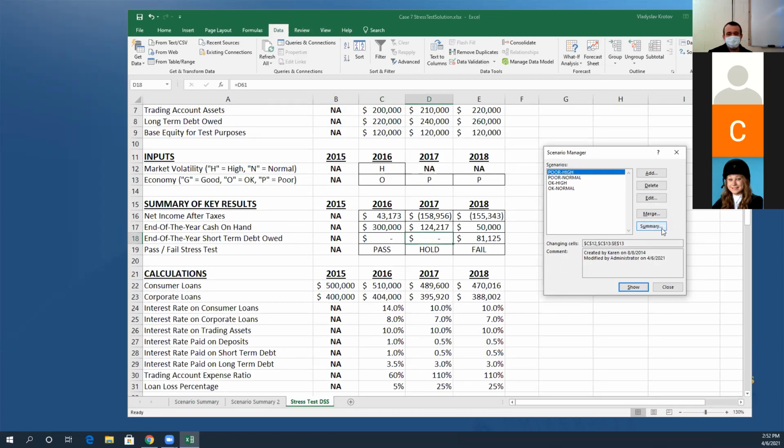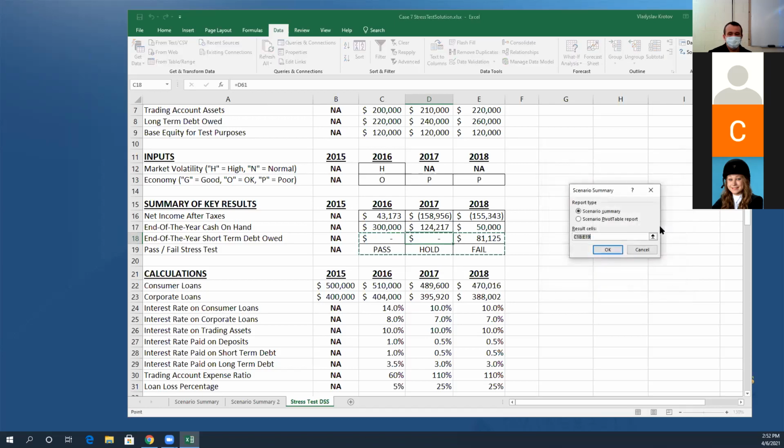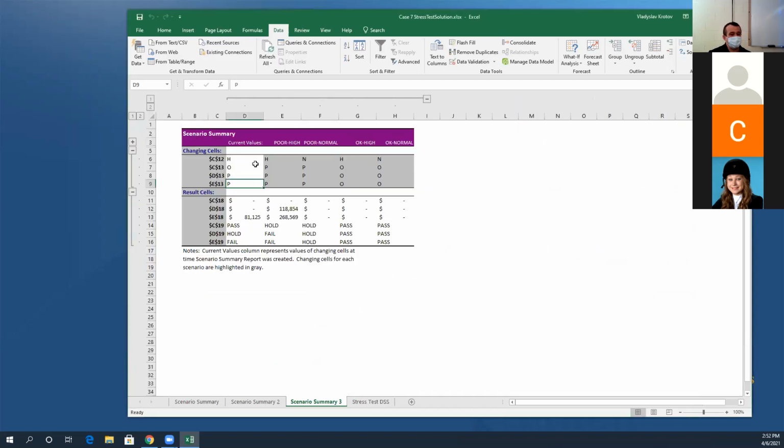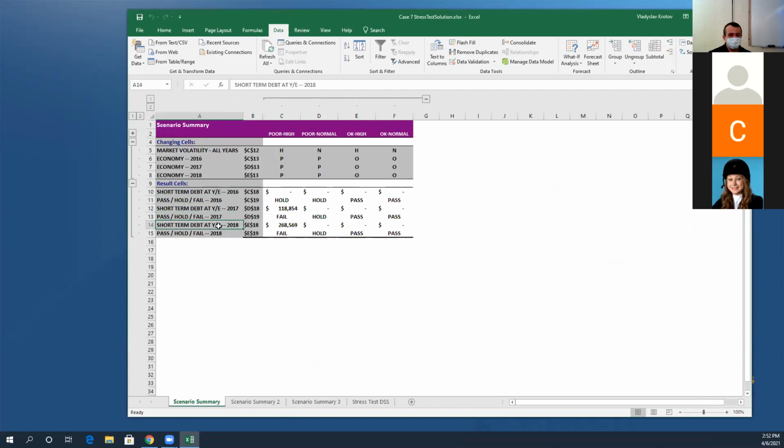And then create summary. So click on the summary button right here. And it says, okay, what are the result cells of those scenarios? So these cells need to be selected. Are they selected? I was just showing you, if they're not selected, you can select that selection button and just grab those 6 cells like this. And when you press OK, it will generate the summary. So I told you to delete this current values column because that's an additional scenario that you don't need. And then format it here, just put the names of those cells. So here it's economy, here it's short-term debt.